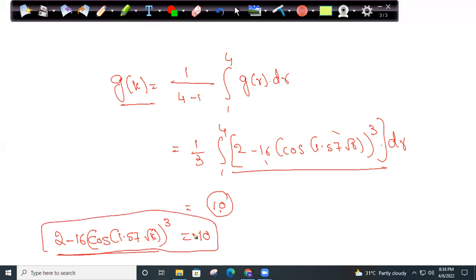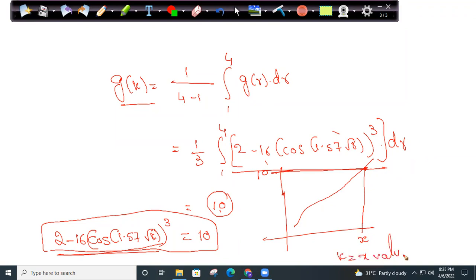So you can solve this in the calculator in 2 ways. You can graph this function. You will get some graph because it's an increasing function. So let it be like this. I need to see where it is equal to 10. At 10, you draw a line. See the corresponding value of x. So k is equal to that x value. This is how you need to solve. This is the way the calculator will come into the picture.